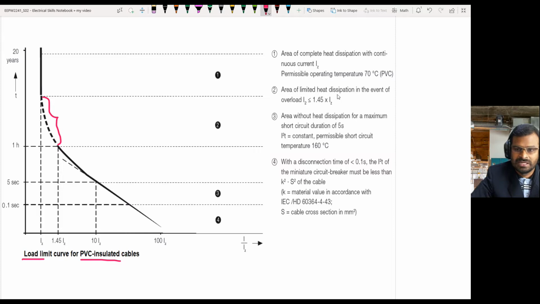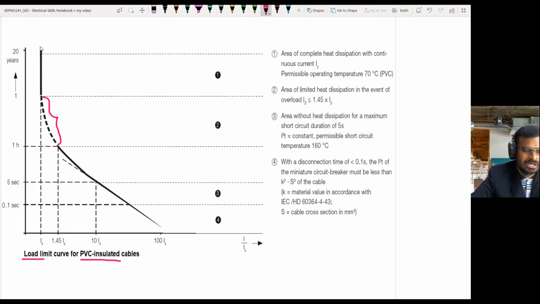But it is okay. You see the area of limited heat dissipation in the event of overload: I2 less than or equal to 1.45 times Iz. This is okay. This is the area where the MCB is going to trip at 1.45 times. We are going to choose the MCBs with respect to this area. Overload or short circuit conditions occasionally happen, and in case of these overload conditions, the MCB is going to trip.